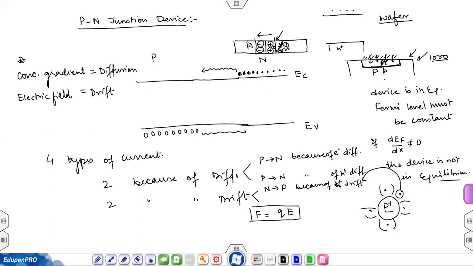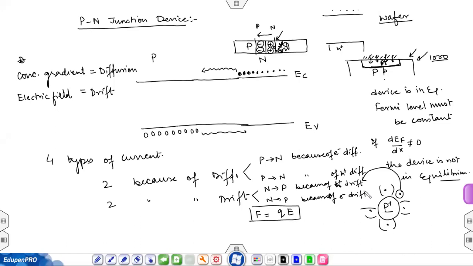P to N. P to N. Because the electric field direction is N to P, the electron will be taken in the opposite direction, so it will take the electron from P to N. But what will be the current direction? N to P. N to P. Because of electron drift. Okay.